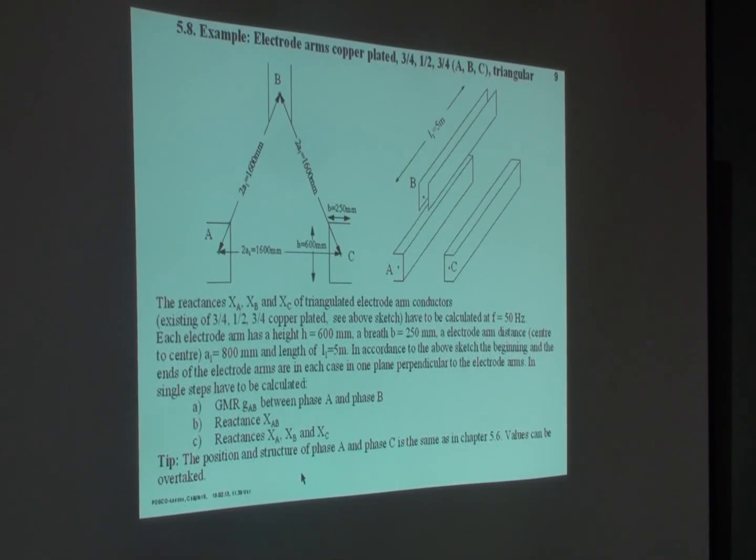Example 5.7. Example 5.8. We need 6 values. XAA: we calculate it. We can take over or we can't take over. Is it the same or different? Same. This is the same.